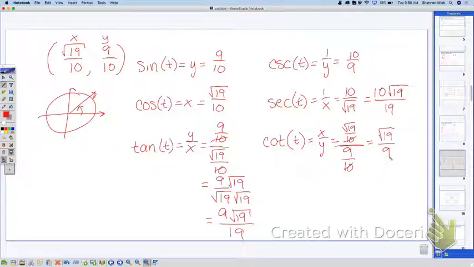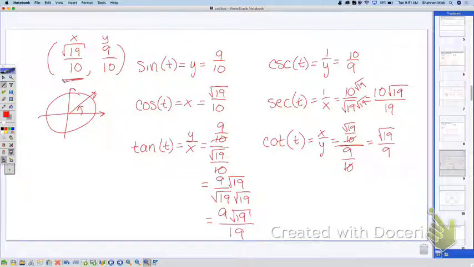On secant, why is it 10 over 9 and square root of 19? Because I had to multiply. I thought you just reciprocated. No. What did I do over 10? I had to multiply by the square root of 19 over the square root of 19. I reciprocated x and got 10 over the square root of 19, then I have to rationalize. So multiply by the square root of 19 over square root of 19. I can't leave a square root in the denominator.